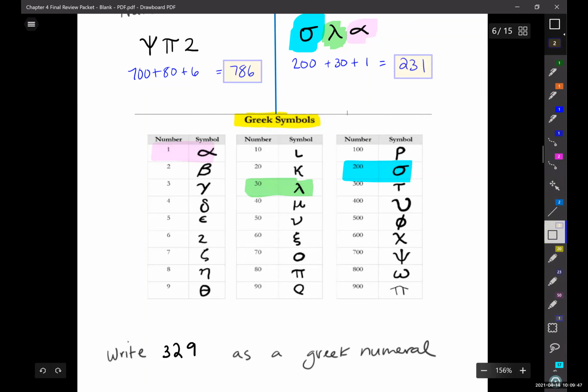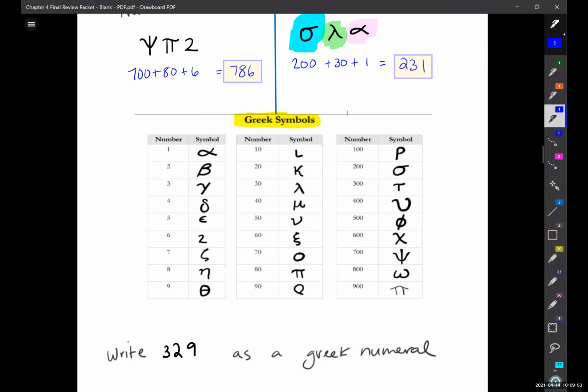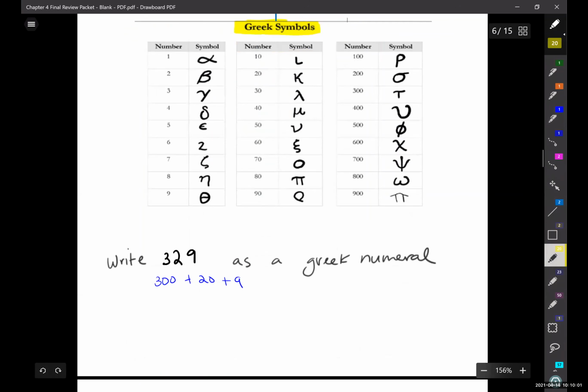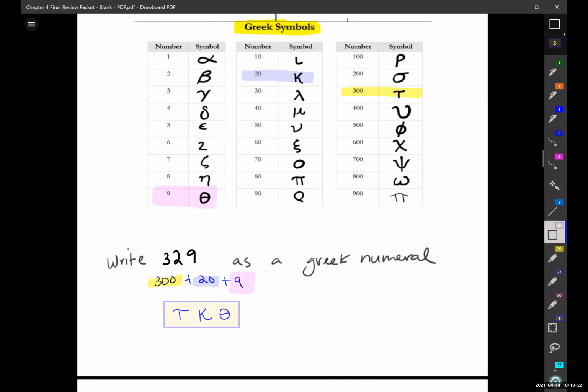And then finally, for the last one going in the reverse direction, we want to take what we know to be 300 plus 20 plus 9, and we'll just find each of those. And we should get 329. Good on the Greek symbols.